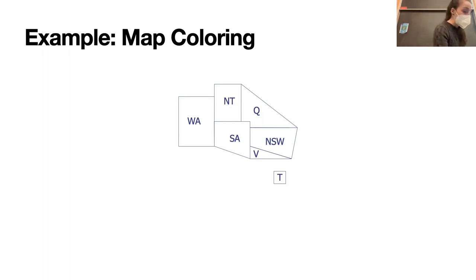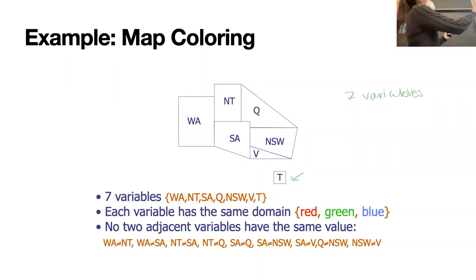Here we have a map of Australia: Northern Territory, South Australia, Queensland, New South Wales, Victoria and Tasmania right here. So here we basically have 7 variables. There are, again, several different examples that you can see for constraint satisfaction problems. We might not get to it this lecture, but you'll also see N-queens, which is another very common example. So the 7 variables are the 7 territories of the map. Again, we can create those with shorthands. Each variable has the same domain. They can be 1 of 3 colors: red, green, and blue. And our constraints are that no 2 adjacent variables have the same value. Those are all written up here.